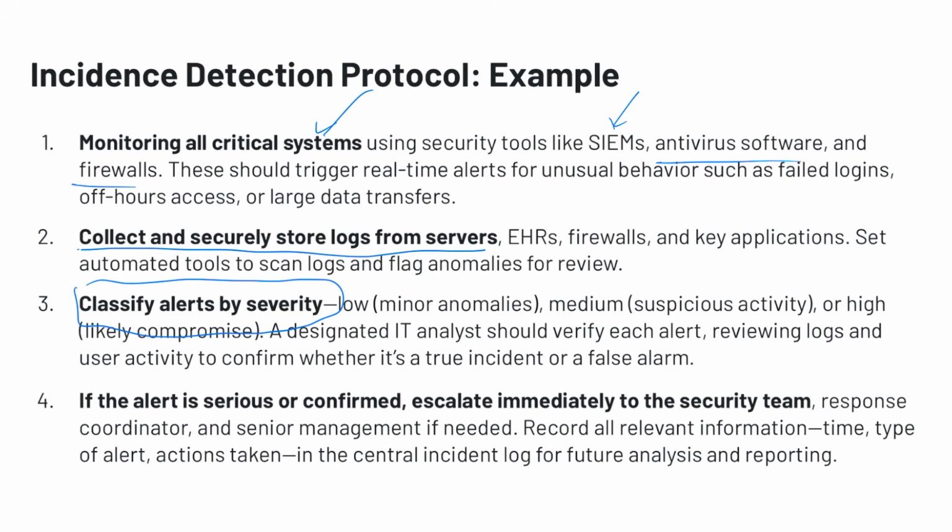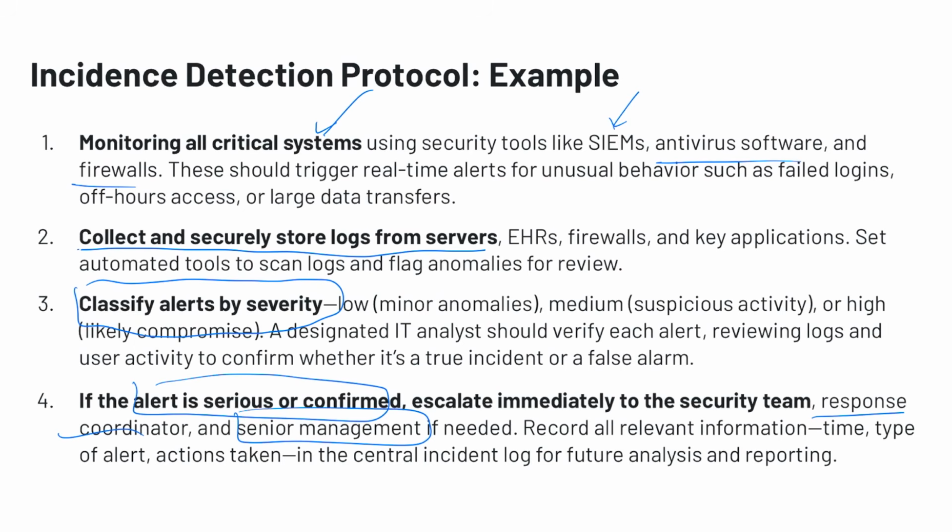And as part of this protocol, you might want to have a system in place where if an alert is serious or confirmed, then you're escalating immediately to a security team. This might be an external security team that could handle a more difficult threat, right? So this might be even just going beyond the IT staff. And this might include a response coordinator and senior management who is generally responsible for the institution as a whole. And as part of this, you might be recording all the information for what's going on during a particular incident.